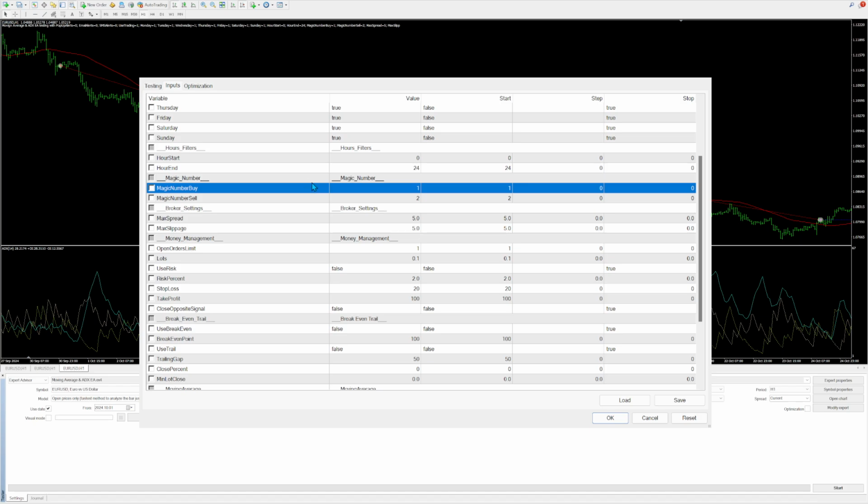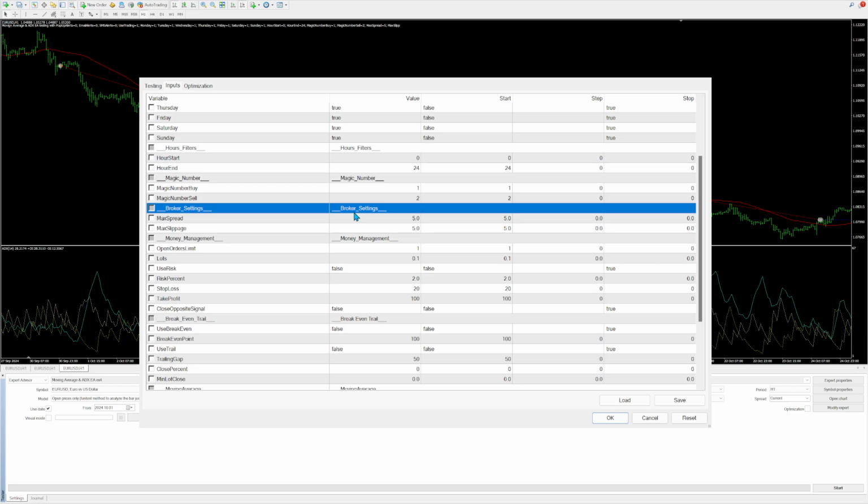Magic number, this is basically order ID. Okay, so the order ID of buy and sell trades. This is just in case you're running other expert advisors on the same account, so they don't clash with each other. Broker settings, you can choose the maximum spread and maximum slippage to try and avoid adverse market conditions.